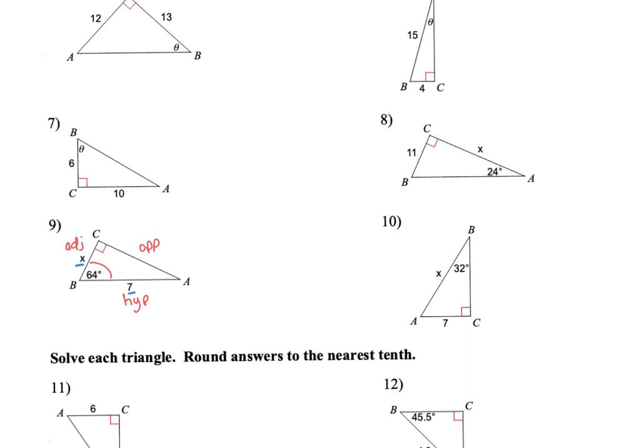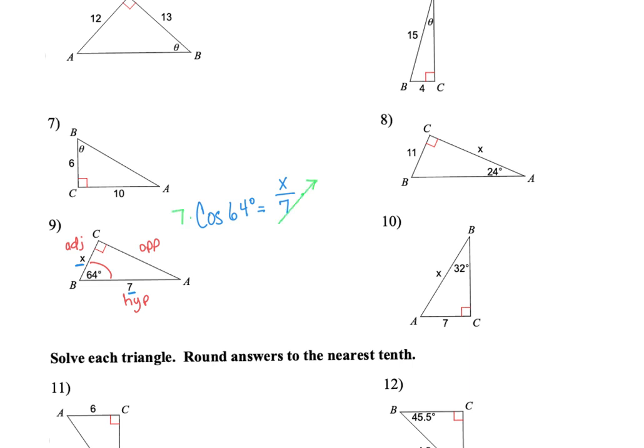Which of my trig functions dealt with adjacent and hypotenuse? Remember your SOHCAHTOA. Cosine. So the cosine of my angle, which they gave me, 64 degrees, should equal my adjacent side, x, over my hypotenuse. Now we just have a basic algebra problem. How do I solve for this? What do I do to both sides? Multiply by 7.